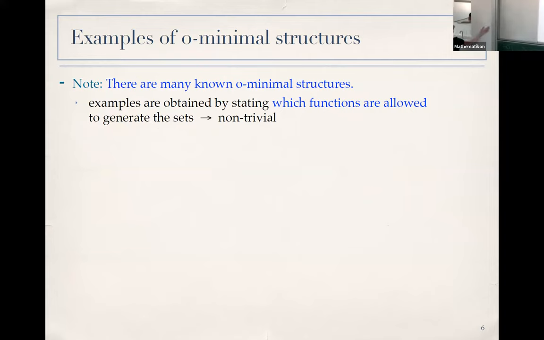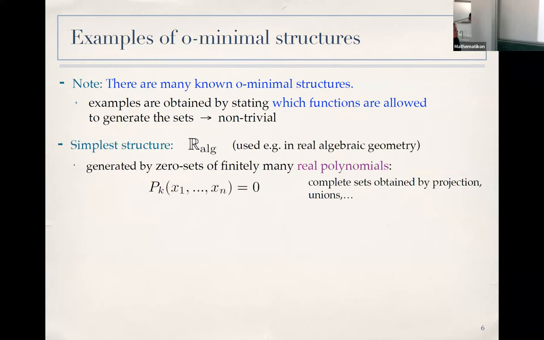The tricky part is there are many known o-minimal structures, but they are very difficult to construct. Essentially, it's a statement of which functions you allow such that they don't break these axioms. So the simplest one are just the algebraic sets, semi-algebraic sets. You just take the series of real polynomials and you put them into the structure. Then if you complete it with these projections and so on with these axioms, you get inequalities into this statement. And these are called the semi-algebraic sets, and they form such an o-minimal structure. So this is the most basic thing.